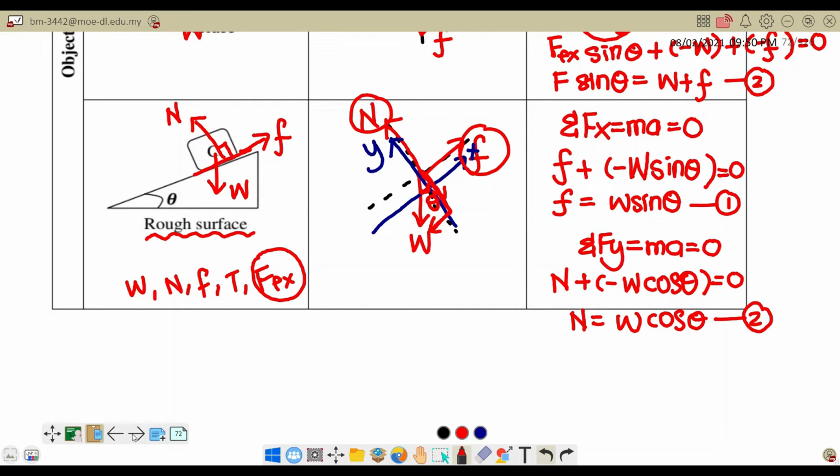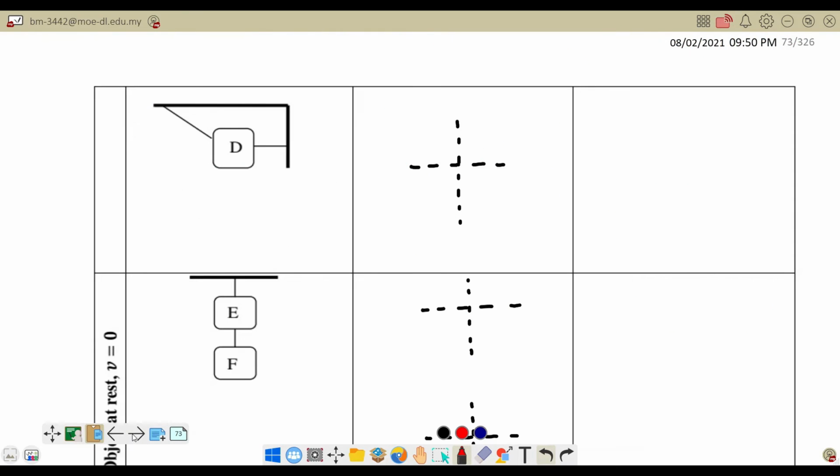Okay, next question. Question number 4. Object B is tied with 2 strings. And you observe in the question, the question says the object is still at rest. It's not moving. So we draw a free body diagram first.